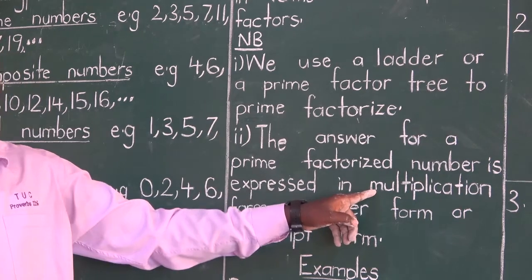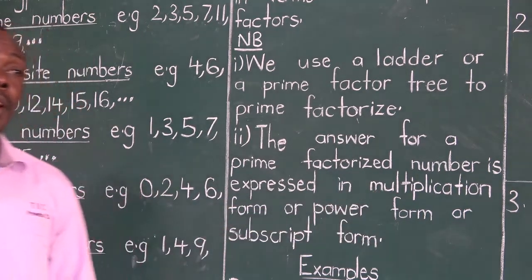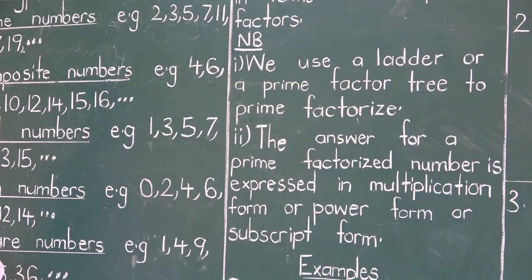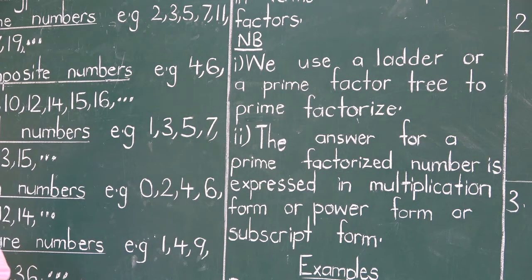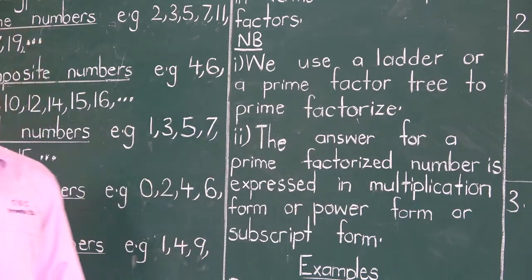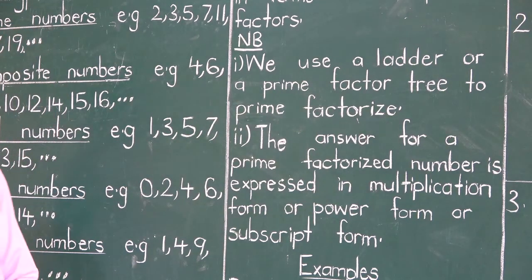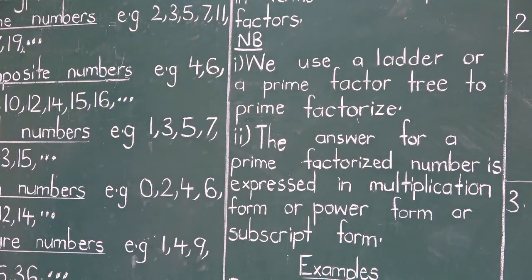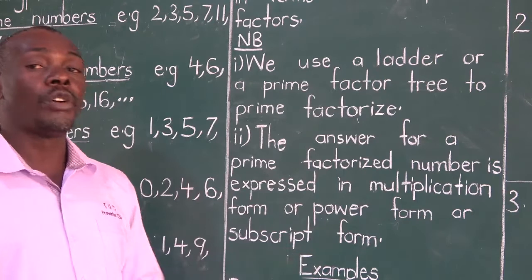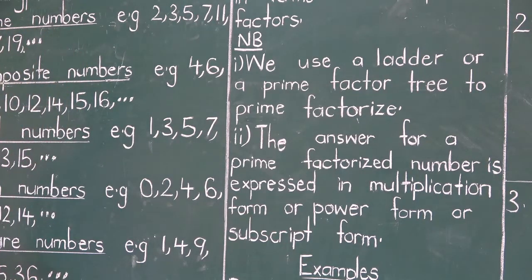And again, another thing one must note is that multiplication form can, on the other hand, be termed as product form. When I say express 18 in terms of its prime factors, or as the product of its prime factors, it means prime factorize and give the answer in multiplication form. So multiplication form is the same as product form. And then you must note that power form is also called index form.